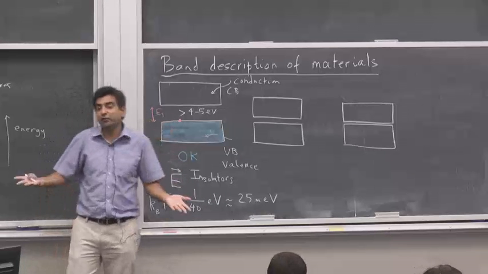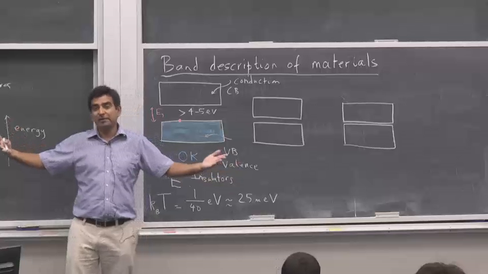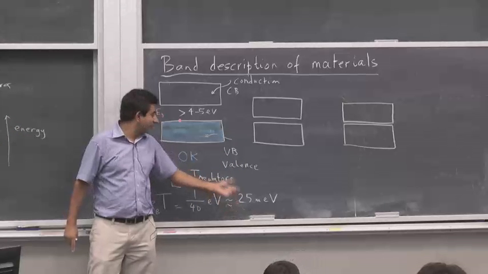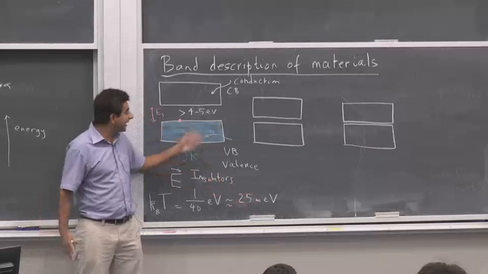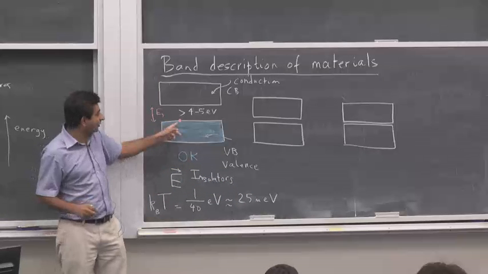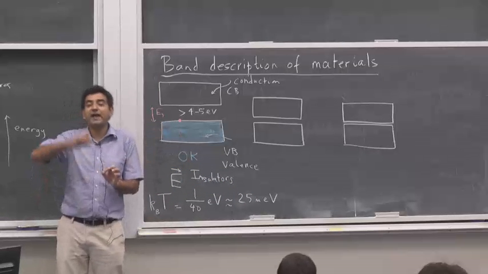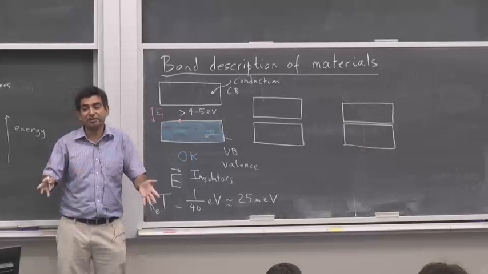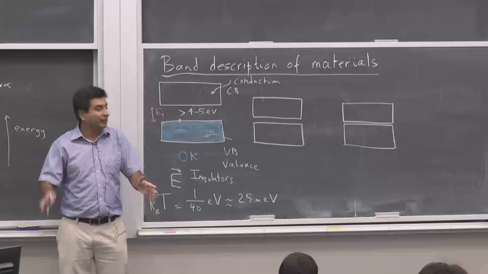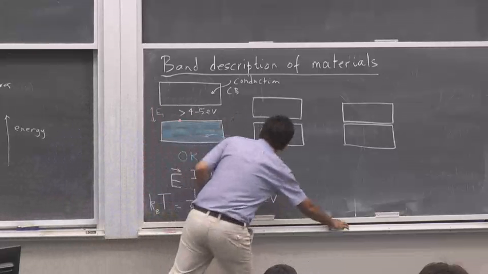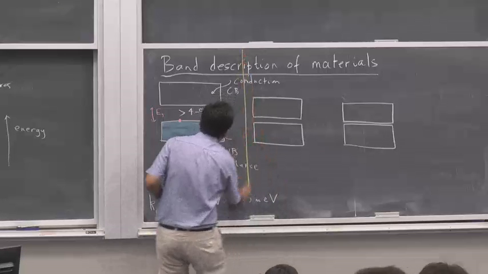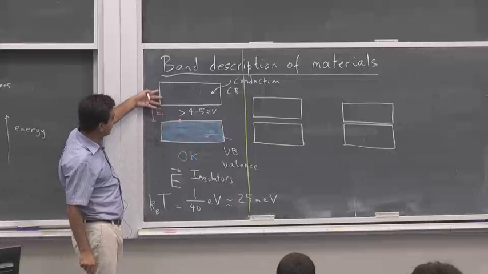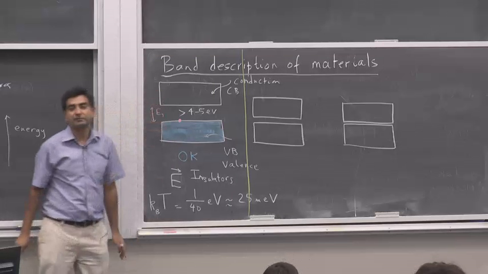But this gap is 4 or 5 electron volts. One electron volt is 40 times higher than this. So it's about 200 times higher than the thermal energy. The electrons, even at room temperature, do not have sufficient energy to overcome this barrier and jump into the conduction band. So such a material is an example of an insulator. And insulators have completely filled valence bands and completely empty conduction bands and large band gaps.